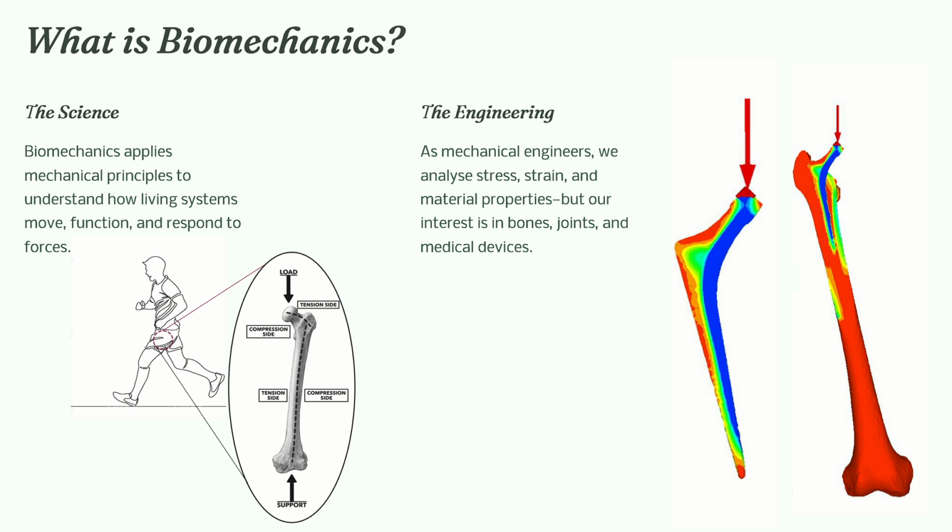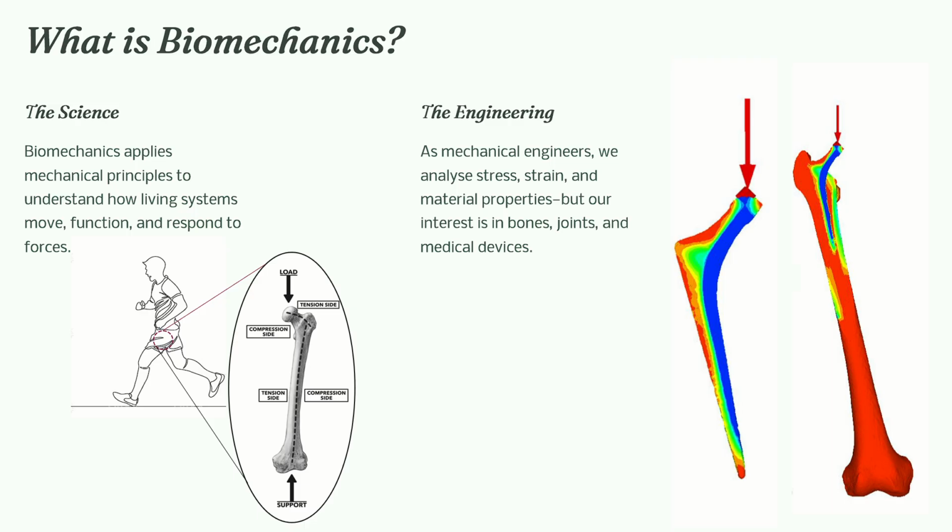Let's start with the definition of biomechanics. From the science point of view, biomechanics is about applying mechanical principles to understand how living systems move and respond to forces. For example, when you are running, your femur bone experiences compression and tension to stabilize your movement. But that is the case for healthy people. In those with bone problems, things can be very different.